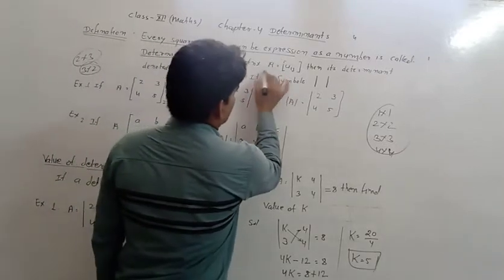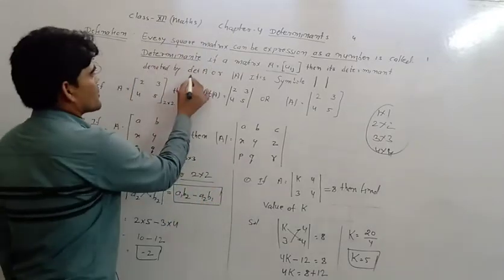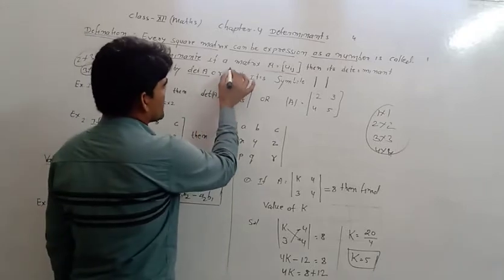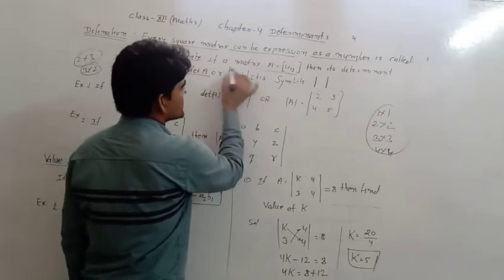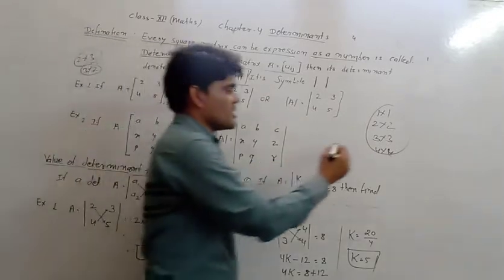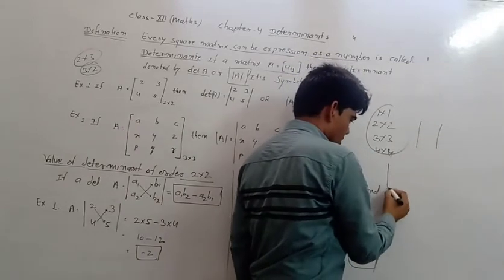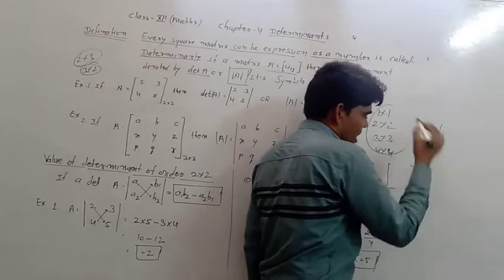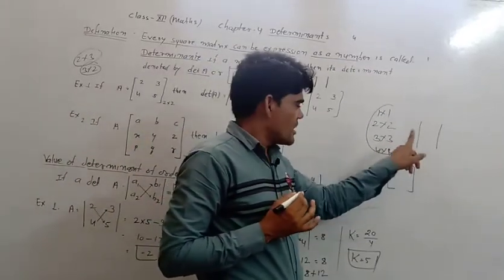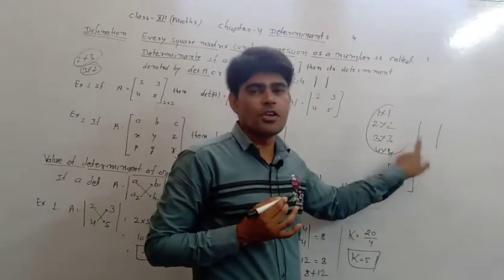If a matrix A equals Aij, then its determinant is denoted by determinant A, or determinant of A. It is not the symbol of modulus. It is the symbol of determinant, and this other one is the symbol of matrix. This is the main difference. This is the symbol of determinant and this is the symbol of matrix. This is not a modulus.